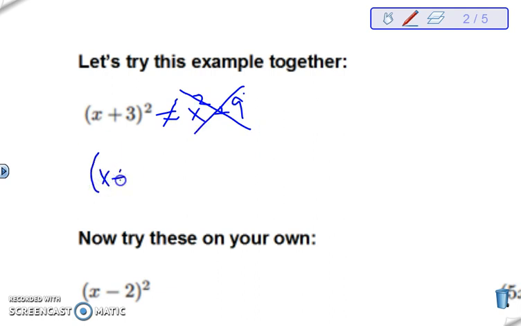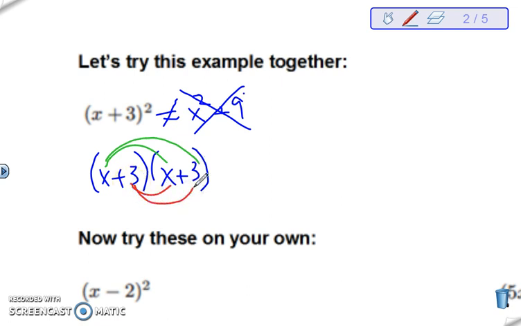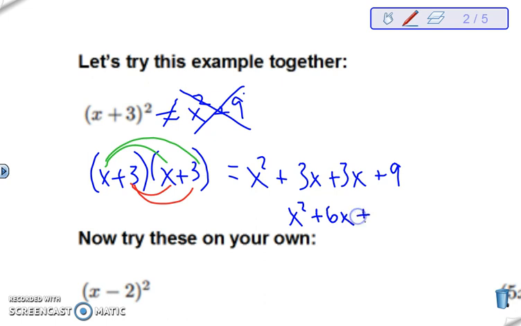So if I want to expand this out, I'm going to write multiple copies of the same thing and then multiply it out. So just like before, the x goes to both terms, the 3 goes to both terms, and then we simplify. So we should get x squared plus 6x plus 9.